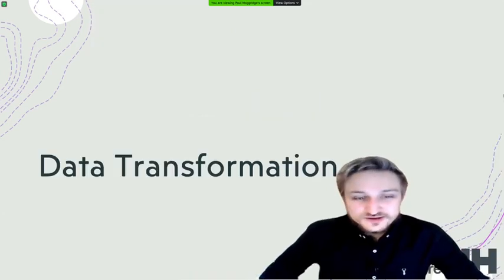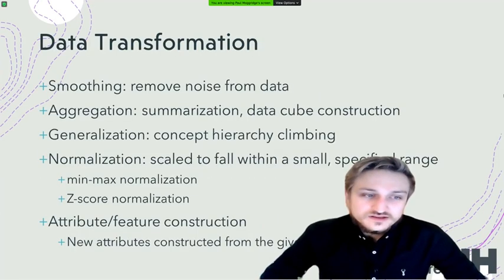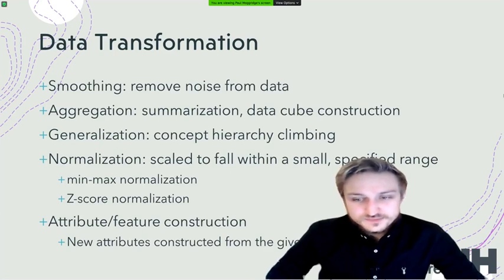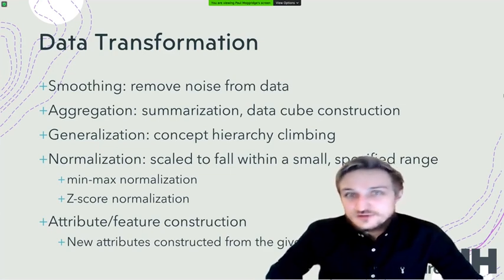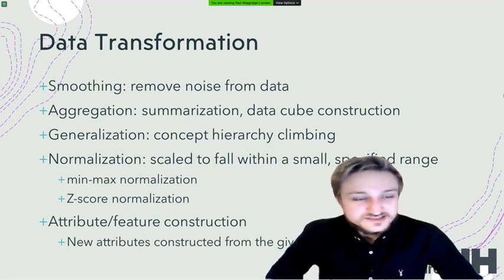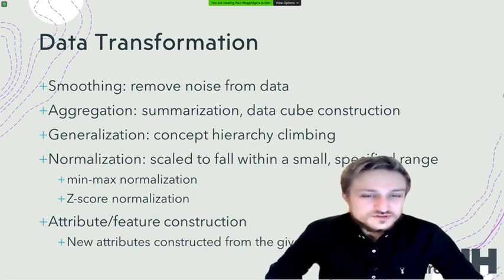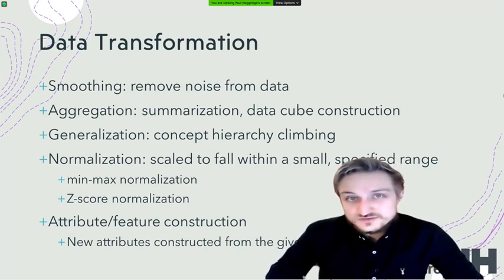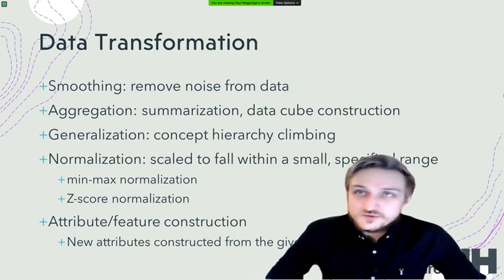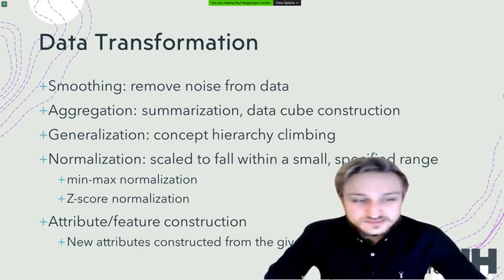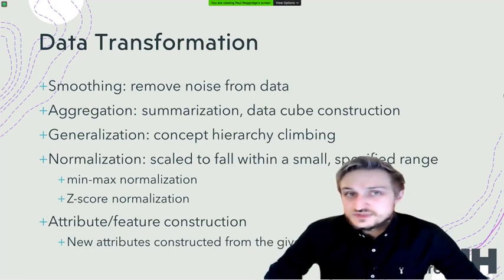So next we'll talk about data transformation. Data transformation is a very important step. The biggest part of data transformation is normalization. So we've touched on the importance of normalization for clustering algorithms. Normalization is where we place all of our data between the same scale. So for instance, between 0 and 1.